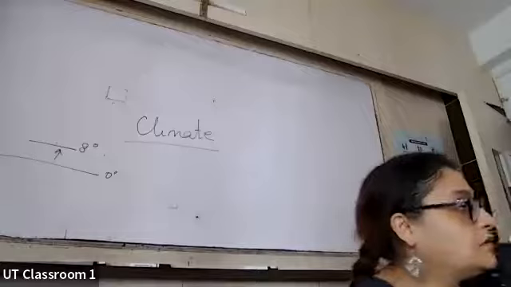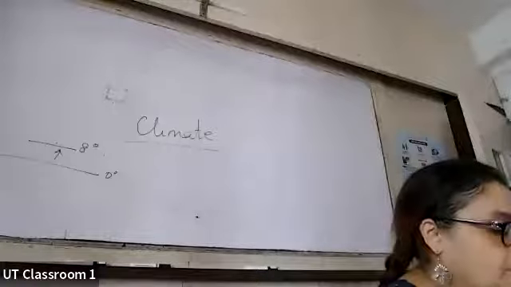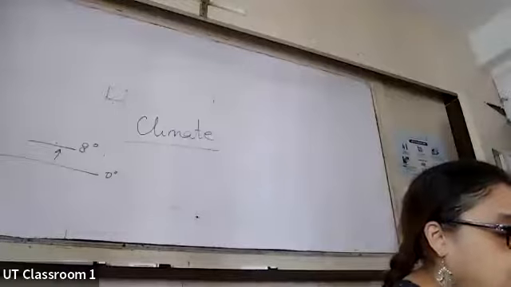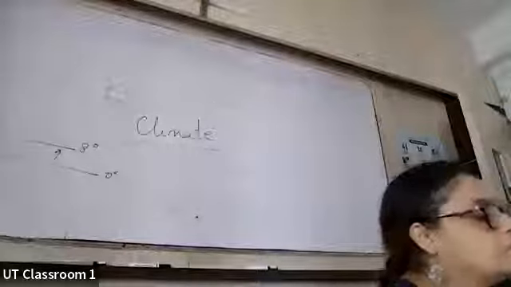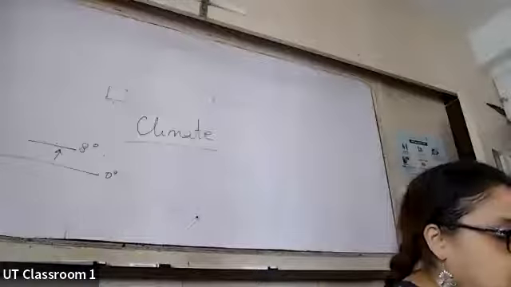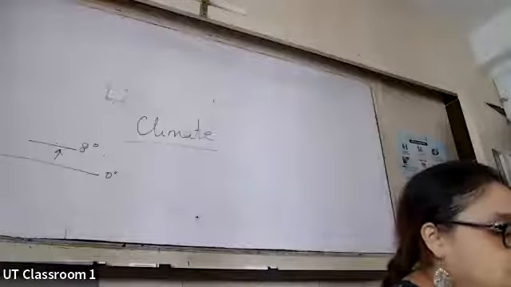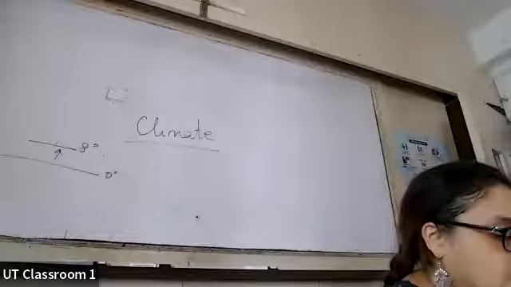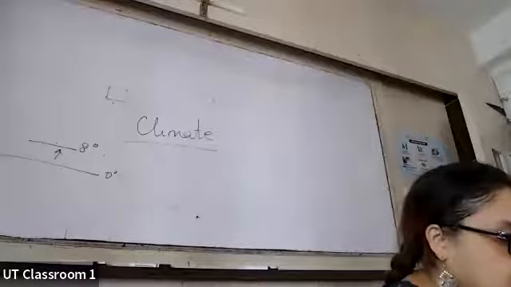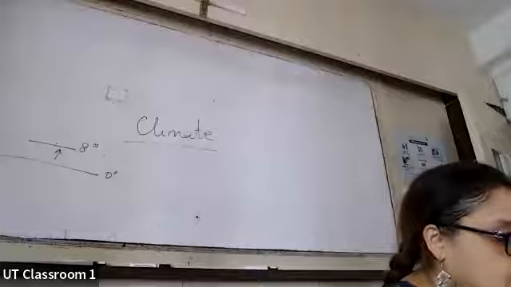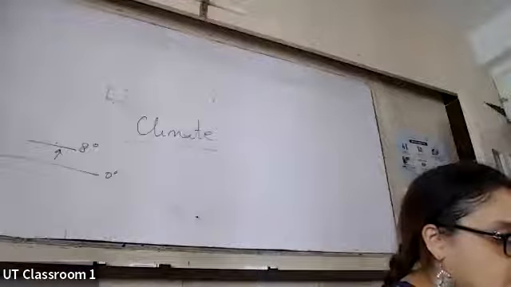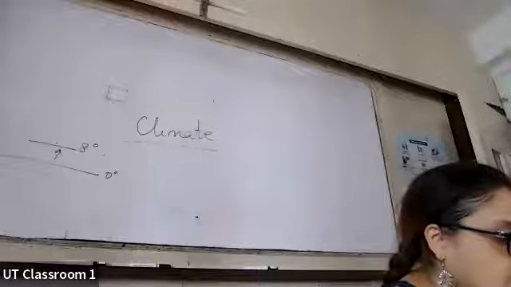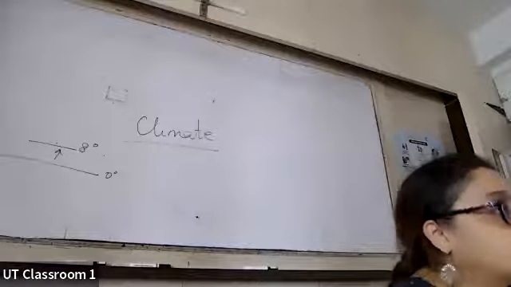Read the heavy rainfall region. Rainfall more than 200 centimeters, in the area going along the western side, the parts of the northeast, and the southern slopes. Then moderate rainfall.